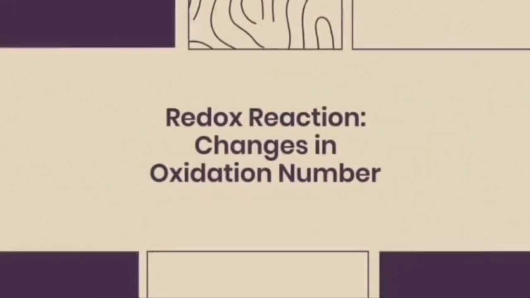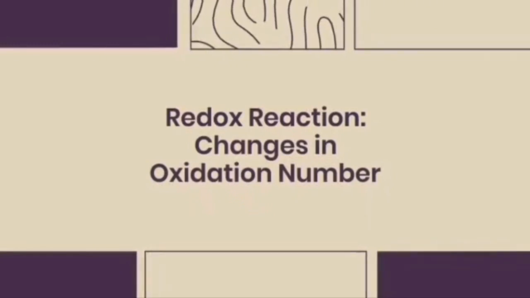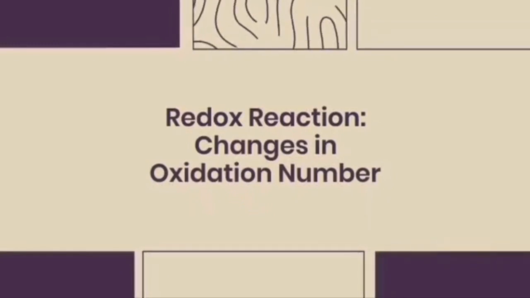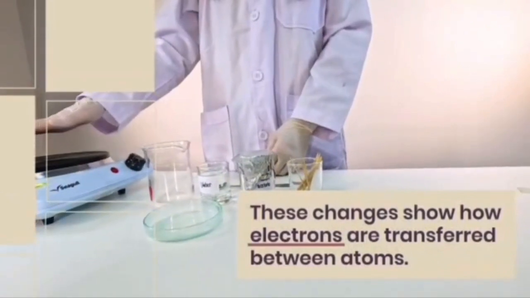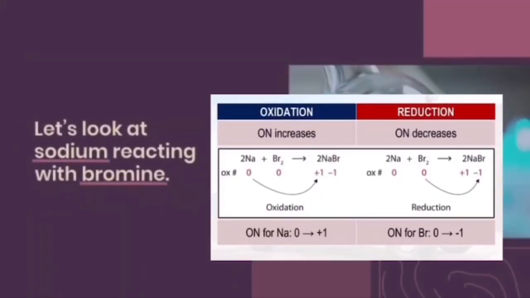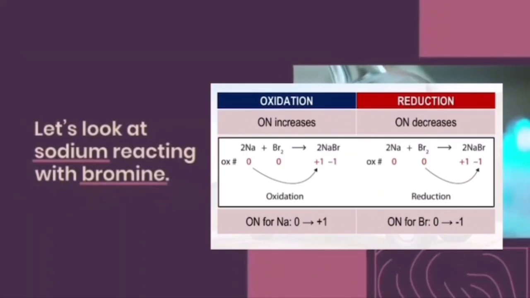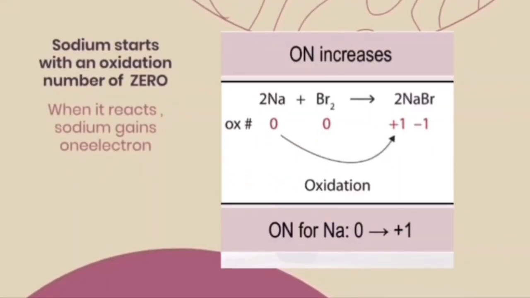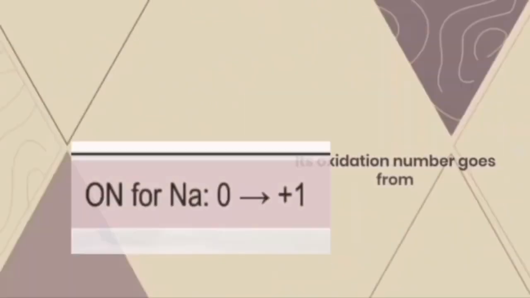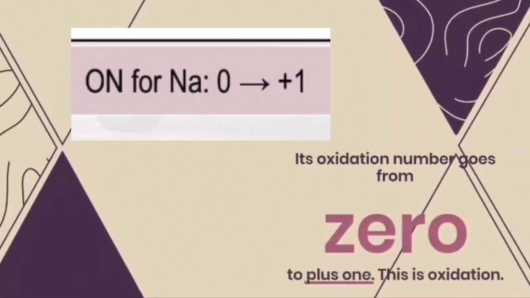Last but not least, redox reaction of change in oxidation number. These changes show how electrons are transferred between atoms. Let's look at sodium reacting with bromine. Sodium starts with an oxidation number of 0. When it reacts, sodium loses 1 electron. Its oxidation number goes from 0 to +1.